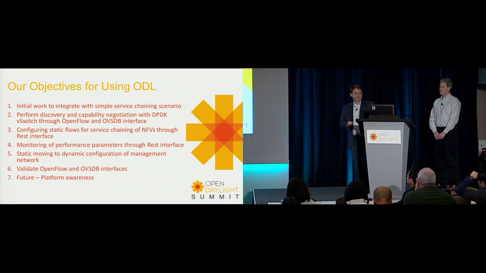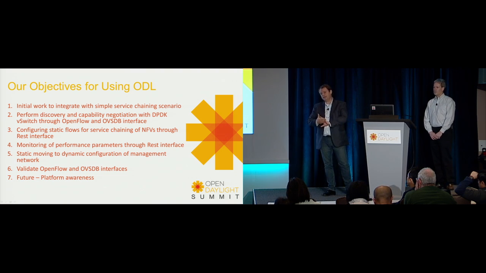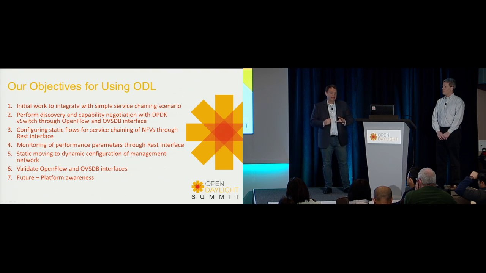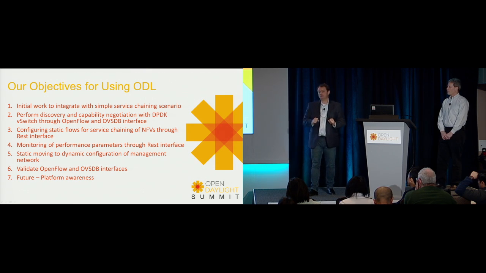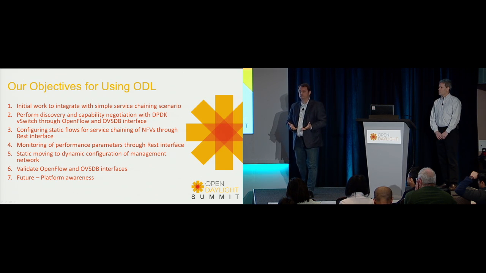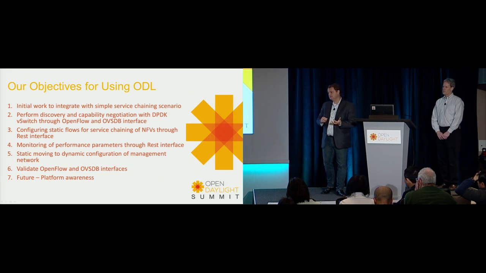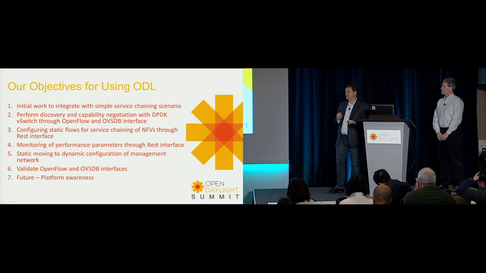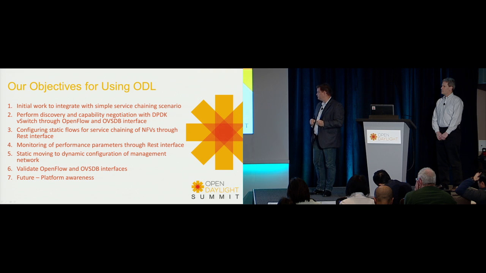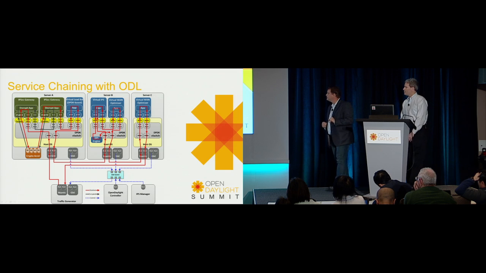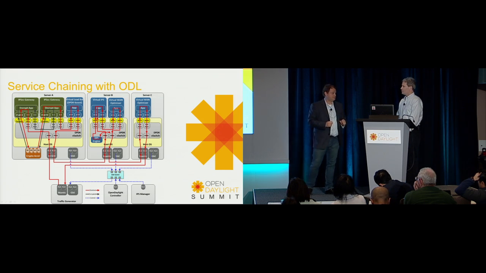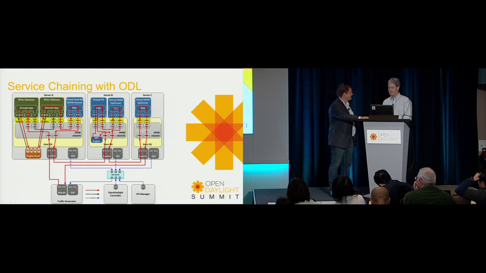Then there's certain validation work that we wanted to do, both on the DPDK vSwitch side and on the ODL side. And then everything that we do has a future outlook. For us, one of the key future directions is platform awareness, so the platform having awareness of its capacity, its performance, and its capabilities, and then communicating that up to the SDN controller, for example. And again, Craig is going to talk a little bit more about that. So now I'm going to hand it over to Craig, and he's going to start talking about the details of our service chaining scenario, what we did, why we did it, and what our experiences have been.